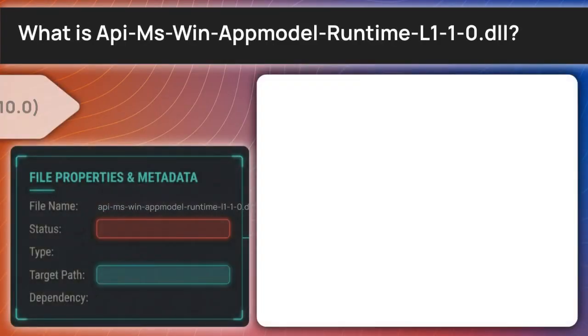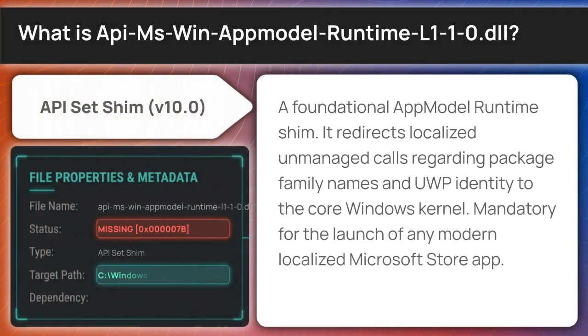This is the Win App Model Runtime, a foundational app model runtime shim. It redirects localized unmanaged calls regarding package family names and UWP identity to the core Windows kernel, mandatory for the launch of any modern localized Microsoft Store app.